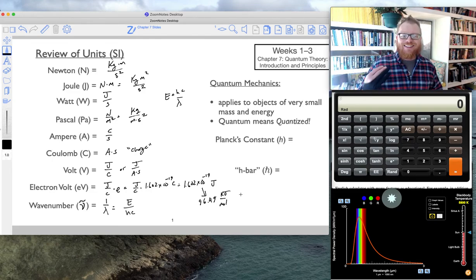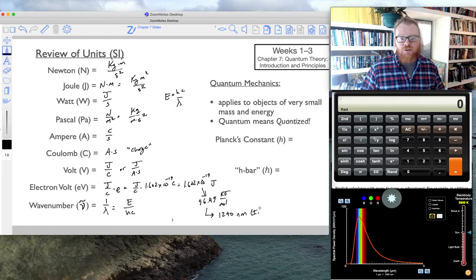This same value of energy is 1240 nanometers, so that's infrared.